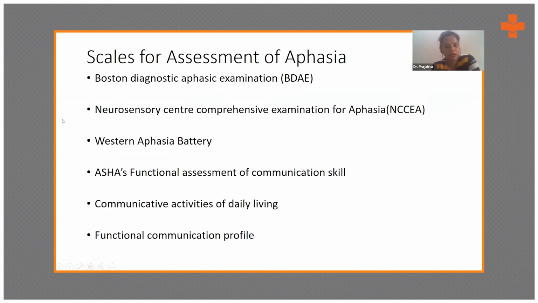The first three are quite comprehensive scales: Boston Diagnostic Aphasia Examination, Neurosensory Center Comprehensive Examination for Aphasia, and Western Aphasia Battery. The last three are functional assessment scales of aphasia, wherein they check the communication required for activities of daily living, and if the patient is improving on those, then it is more helpful for the patient. These functional scales are: Functional Assessment of Communication Scale, Communicative Activities of Daily Living, and Functional Communication Profile.